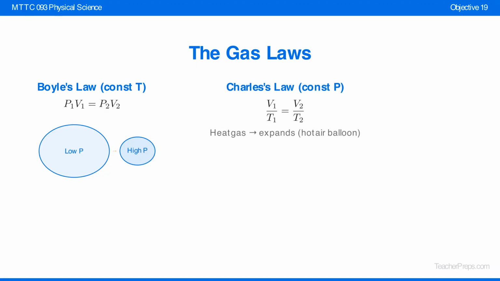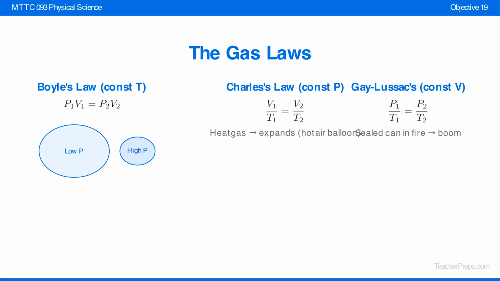Charles's law says that at constant pressure, volume and temperature are directly proportional. Heat a gas and it expands. This is how hot air balloons work. Heating the air inside the balloon increases its volume, making it less dense than the surrounding air, so it rises.